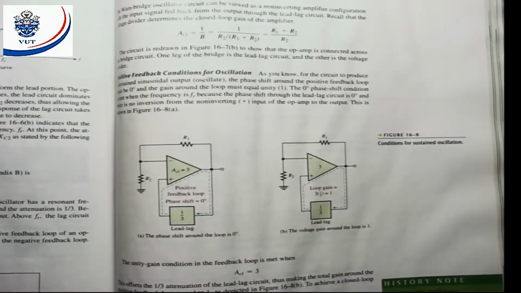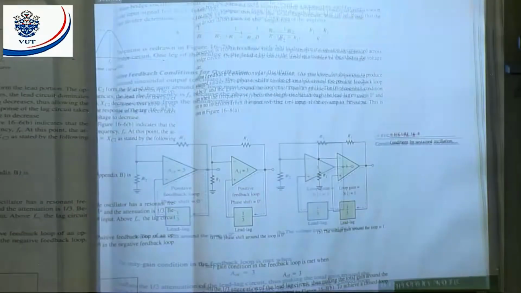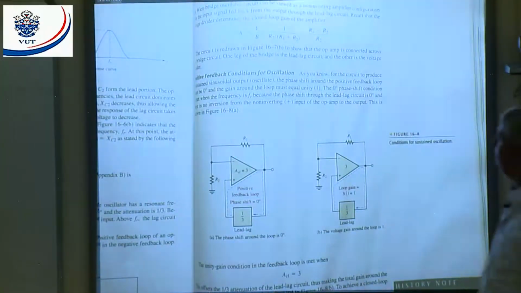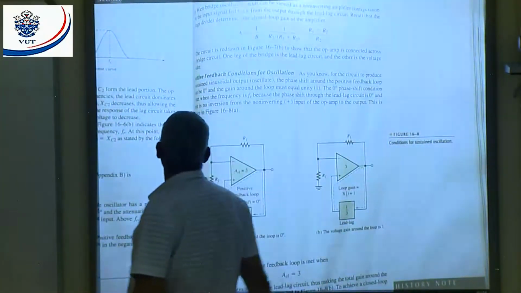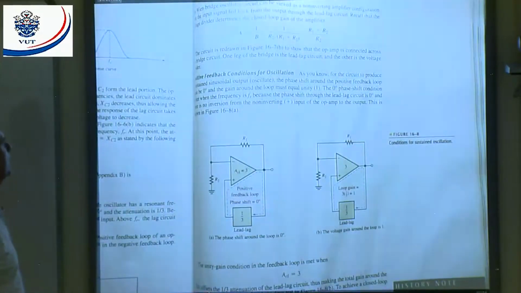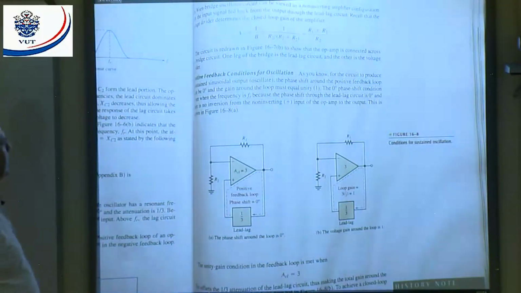Here again they give us the closed loop gain of a non-inverting amplifier. You know that formula. The closed loop gain is equal to 1 upon my attenuation, which is 1 upon R2 divided by R1 plus R2, or it's equal to R1 plus R2 divided by R2. That's the formula for the gain of a non-inverting amplifier.